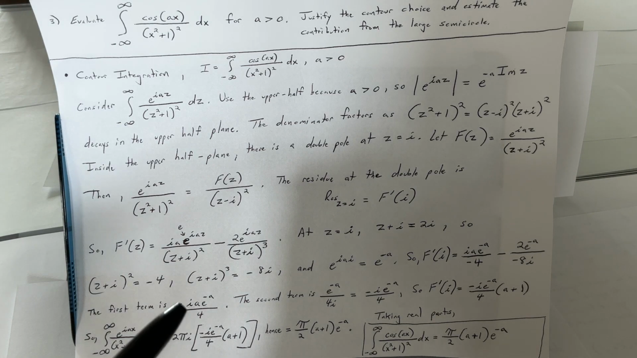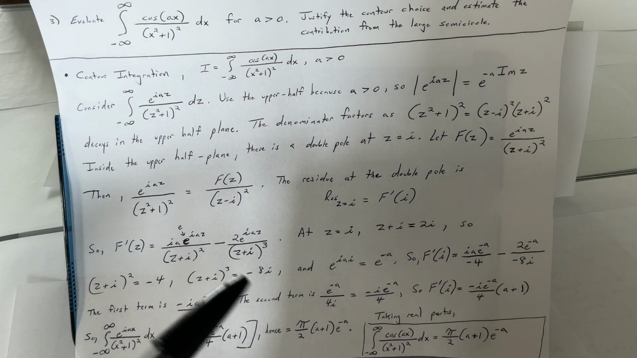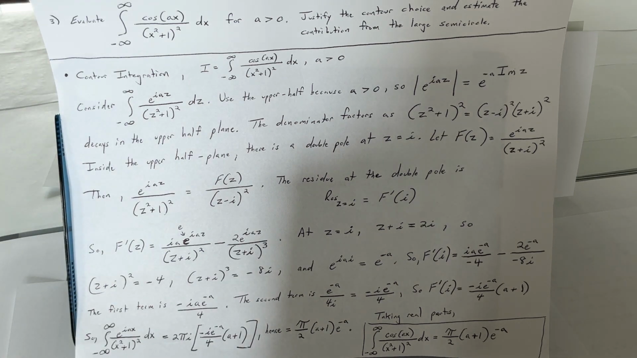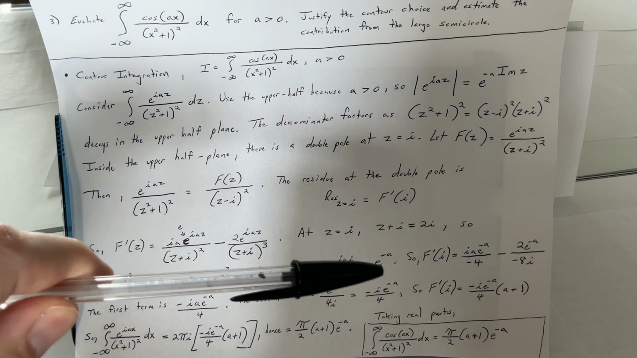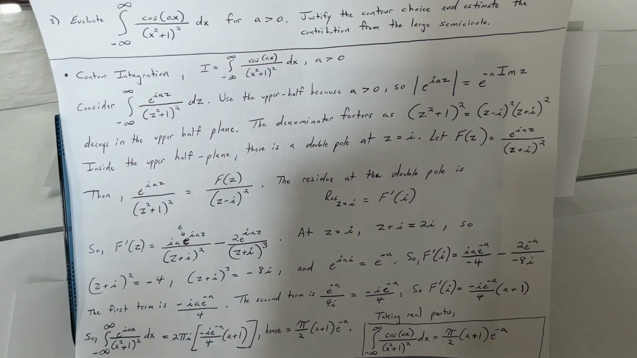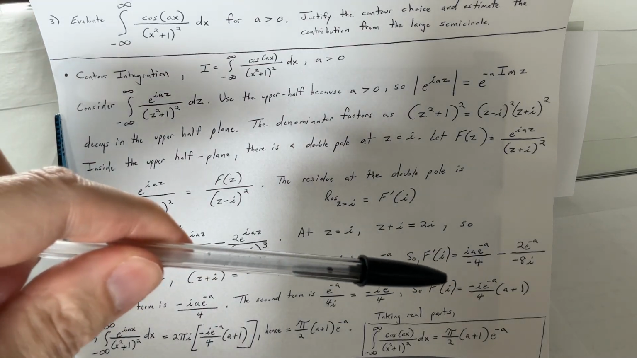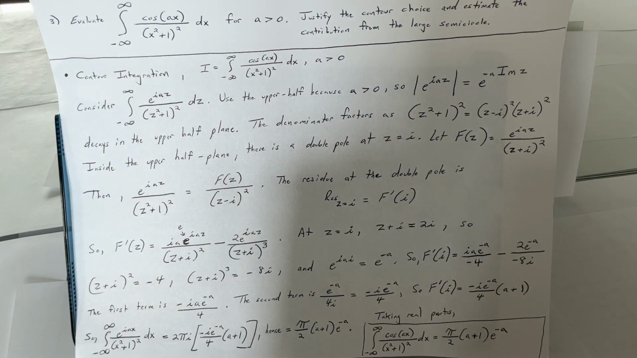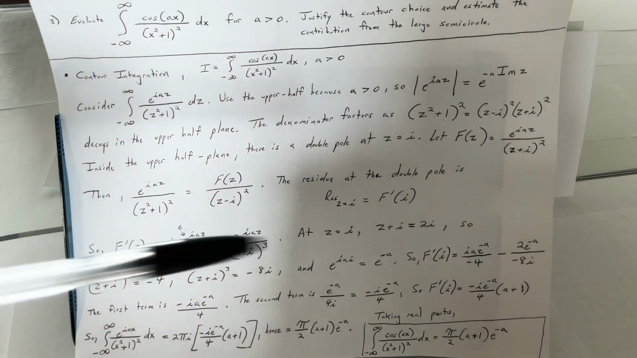The first term is negative i a e to the negative a over 4. The second term is e to the negative a over 4i. And that's going to equal negative i e to the negative a over 4. So f prime of i equals negative i e to the negative a over 4 times the quantity a plus 1.